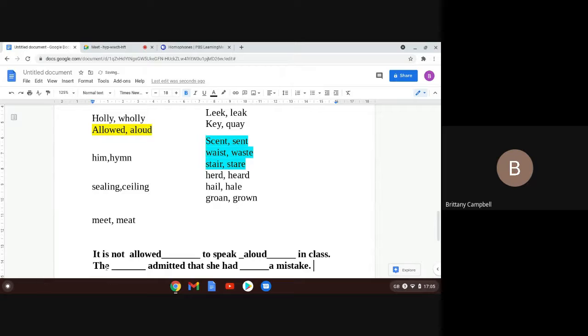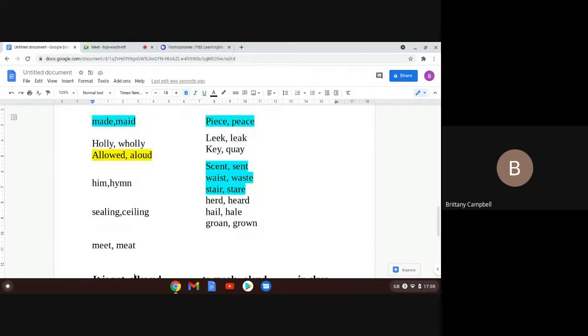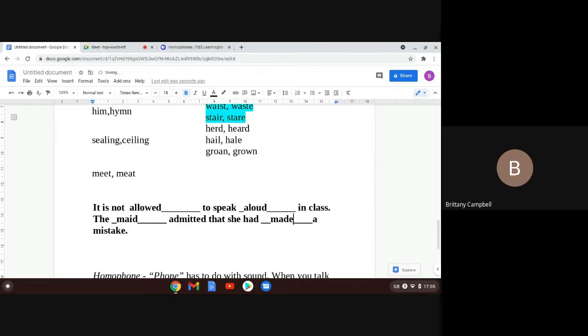All right, so the dash admitted that she had dash a mistake. And remember that we're using made. So made, M-A-D-E versus M-A-I-D. So looking at this, so the maid admitted that she made a mistake. Awesome. Made a mistake. Great job.